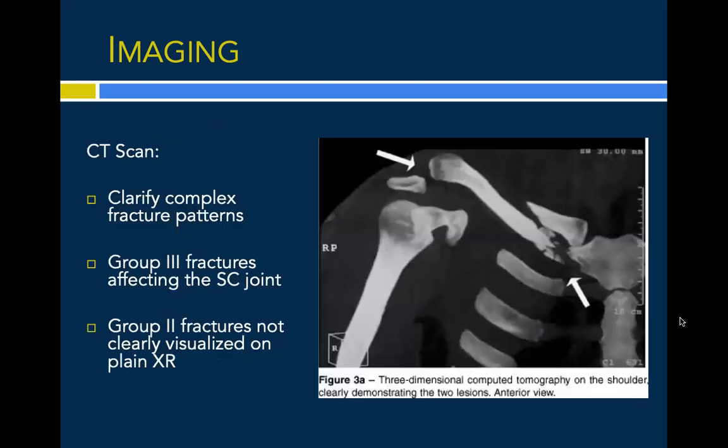In terms of CT scans, these are really helpful when we want to clarify complex fracture patterns. So for example, we've got this very comminuted mid-shaft clavicle fracture that looks like it also has an adjacent rib fracture and then a separated AC joint. This is complex, and so we really want to make sure we understand in 3 dimensions what's happening to the bones, especially given all the other important structures in the region. So those group 3 or type 3 fractures, those sternoclavicular ones, very important, lots of vital structures in the area. And then group 2 fractures, if you really can't clearly see what's going on, a CT scan can be really helpful.